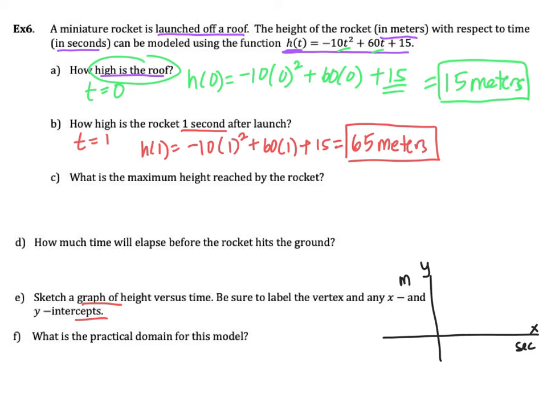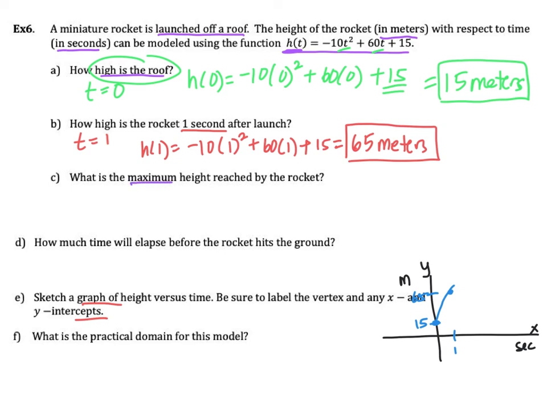I know at the start, I am at 15. Oops, I'm going to go backwards. I'm going to put this at 15 here. This is 65. So at 15, it's here. After 1 second, it's at 65 meters. So we know it's going up like this.